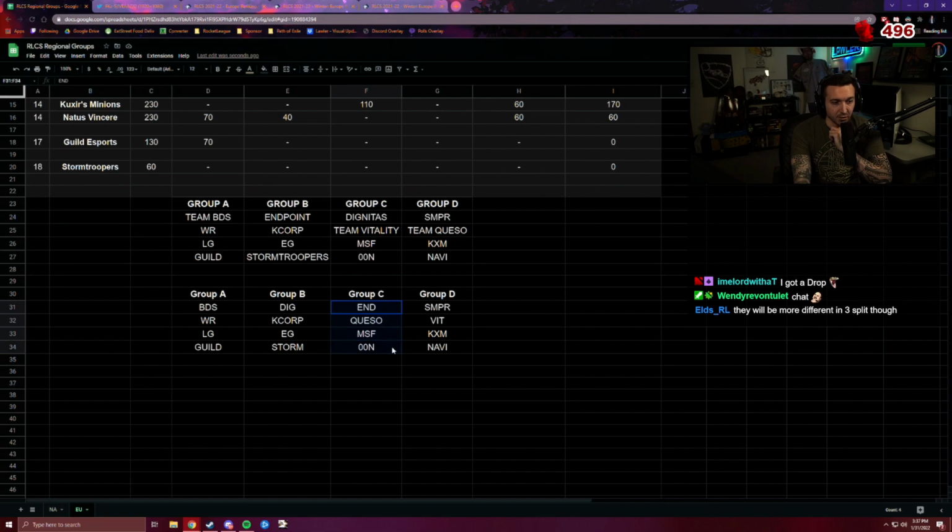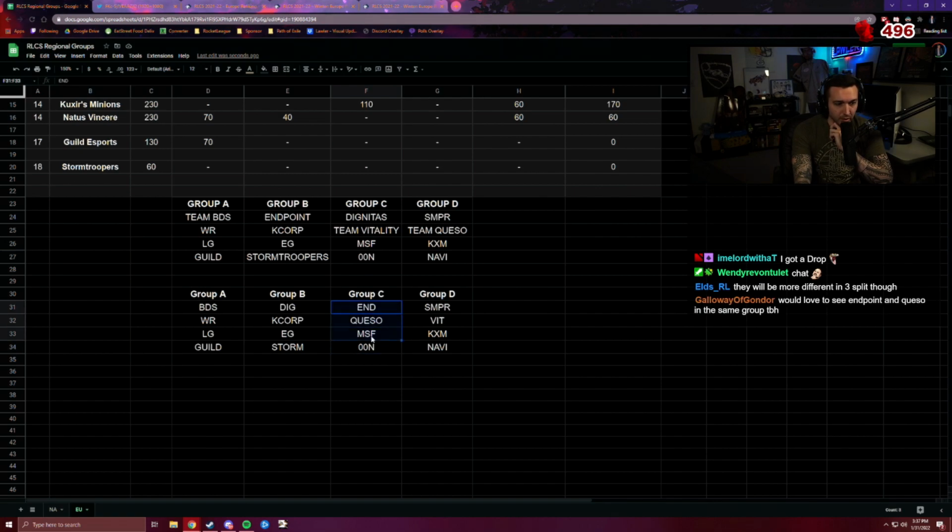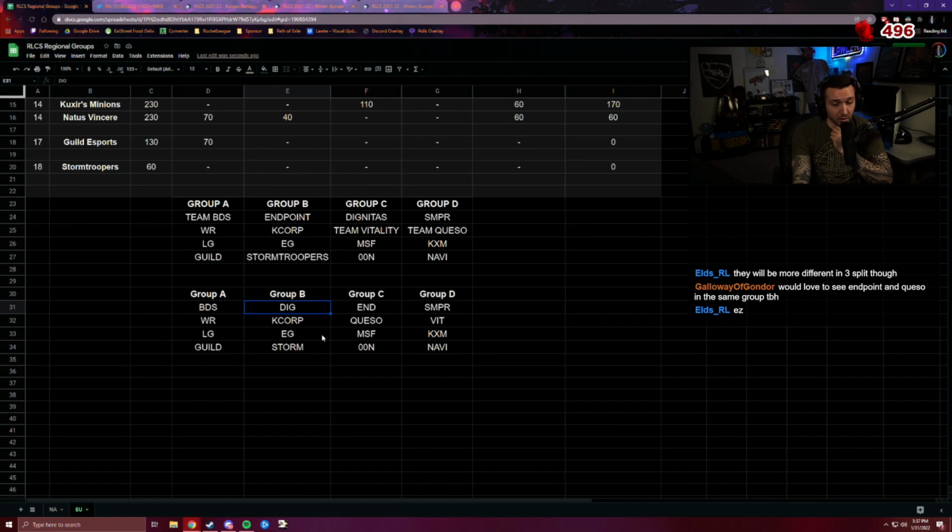Like, this group is significantly harder. With Endpoint, Queso, and Misfits, it's so much harder. Like, Misfits, I think, is a clear number 2. I mean, they both end up in the lower bracket, but that's assuming Endpoint continues to do what they do. On this side of things, Dig here instead of Endpoint. I mean, yeah, it makes some differences.